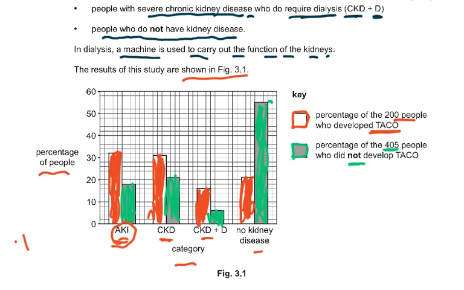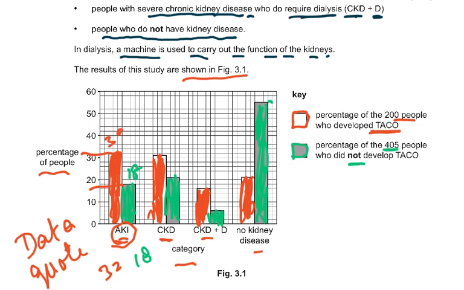Then you do a data quote. Whenever they ask you for this, you need to do a data quote. And a data quote is what? It's a very simple data quote. In AKI, it is 32. This one here is 32. And who did not develop TACO is 18. This is 18 and this is 32. So if you gave me this, that it is 32 and 18 percentage of people, and a change in percentage with kidney disease would be plus 14.